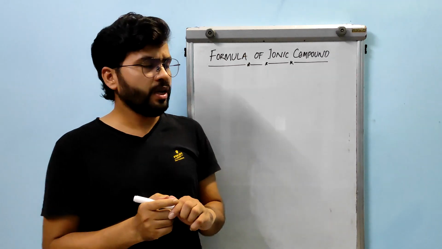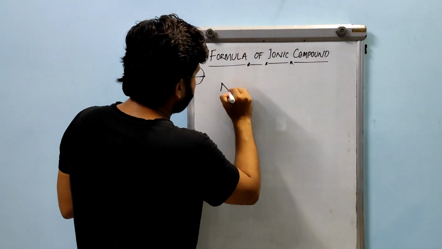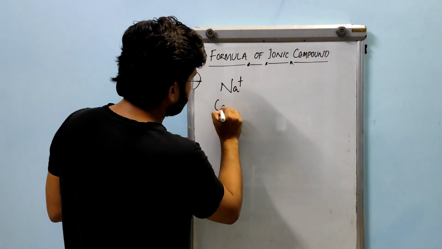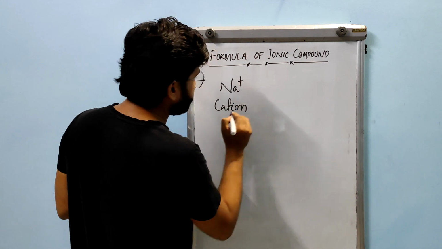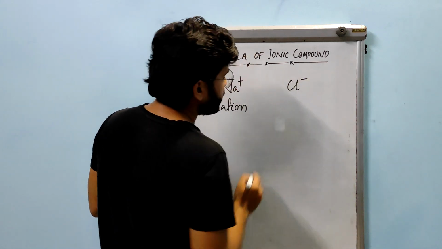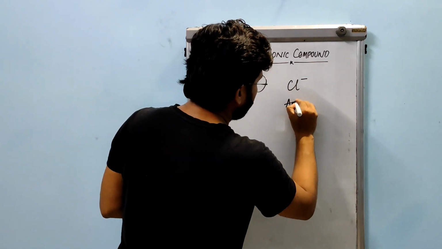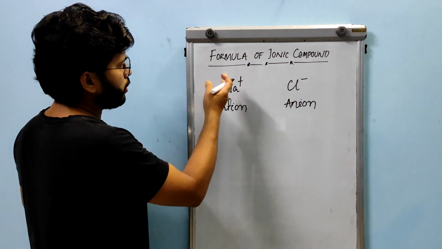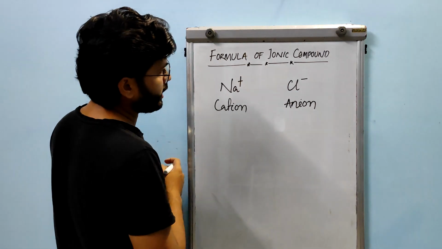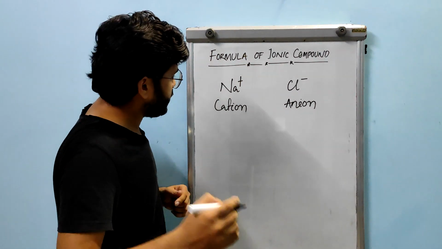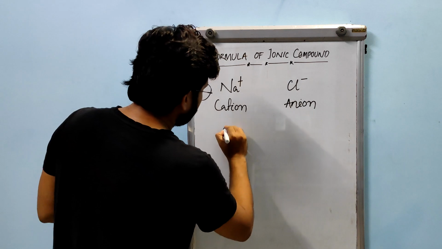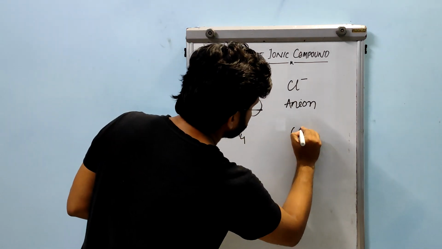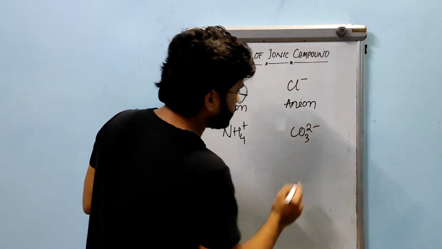Let us take one example. Na plus, which is called the sodium ion, is an example of a cation. Similarly, Cl minus is an example of an anion. These are monovalent, one carrying one positive charge, the other carrying one negative charge. Similarly, we can take another example like the ammonium ion, NH4 1 plus, and CO3 2 minus.